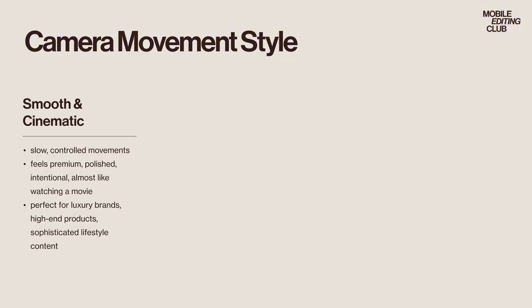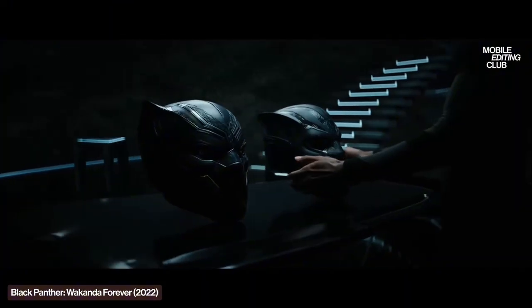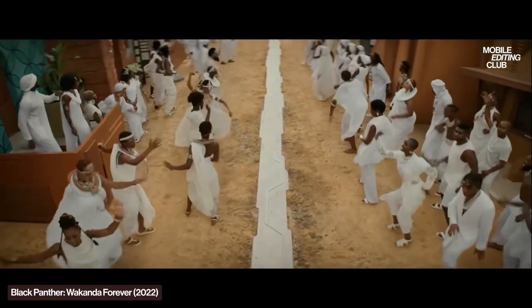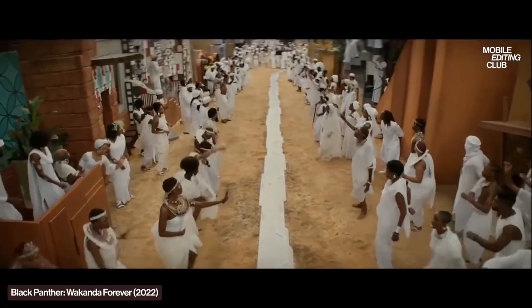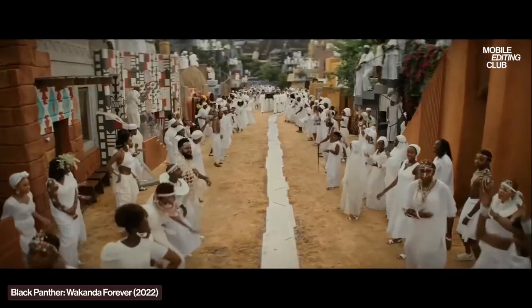First is smooth, cinematic camera movement. This is slow, controlled movements, all perfectly stabilized, usually shot on a gimbal or with professional stabilization. This style feels premium, polished, intentional, almost like watching a movie. There's no shakiness, no sudden movements, just smooth, flowing motion. This is perfect for luxury brands, high-end products, sophisticated lifestyle content, or any brand that wants to convey premium quality and professionalism. The key here is that everything feels controlled and intentional. You're crafting each shot like a piece of art.